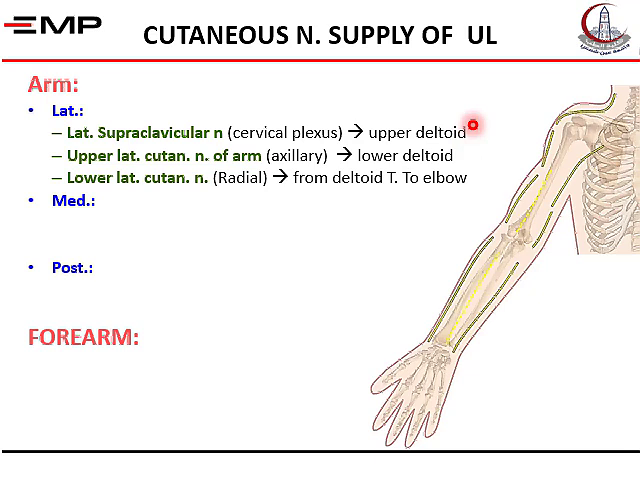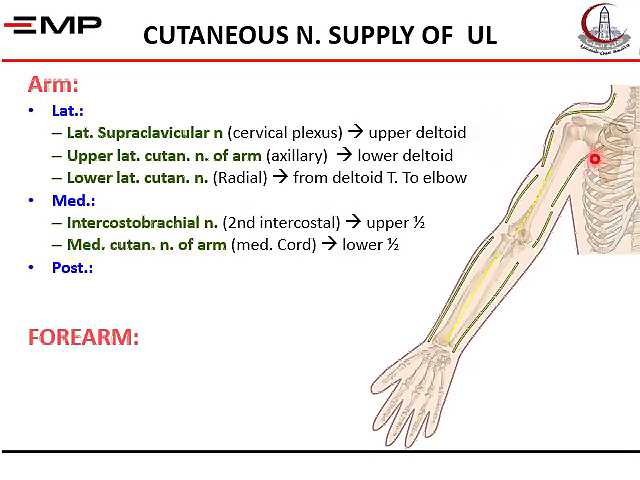The medial nerves are the intercostobrachial nerve in the upper half and the medial cutaneous nerve of the arm in the lower half. The intercostobrachial is the lateral cutaneous branch of the second intercostal nerve, and the medial cutaneous of the arm is a branch of the medial cord of the brachial plexus. The posterior cutaneous nerve of the arm is a branch of the radial nerve.